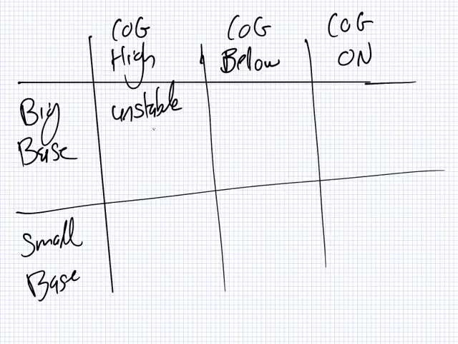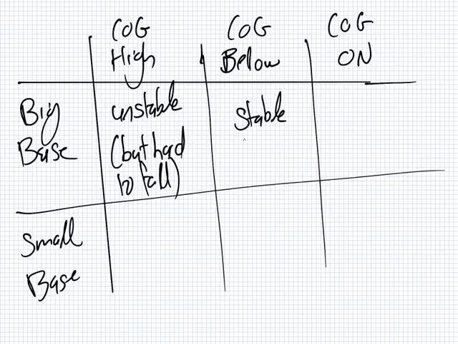Small base and center of gravity is high. Very unstable. Small base and center of gravity is below. This is stable, but it could break. Since the base is small, it could break. And lastly, small base and center of gravity is on the turning point. This is okay.